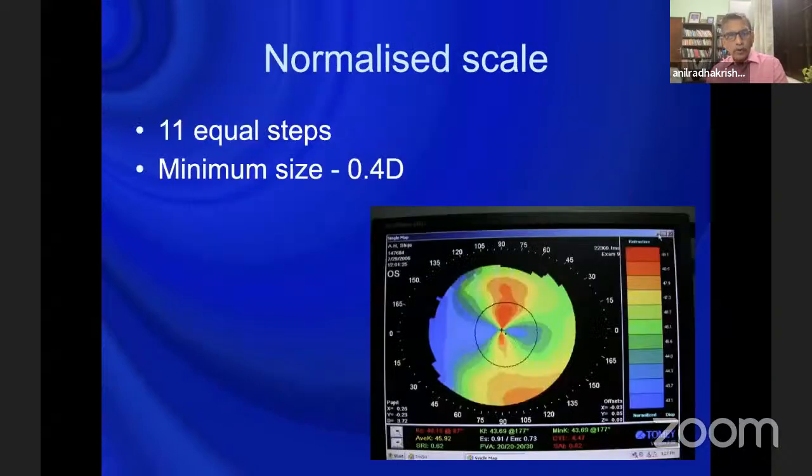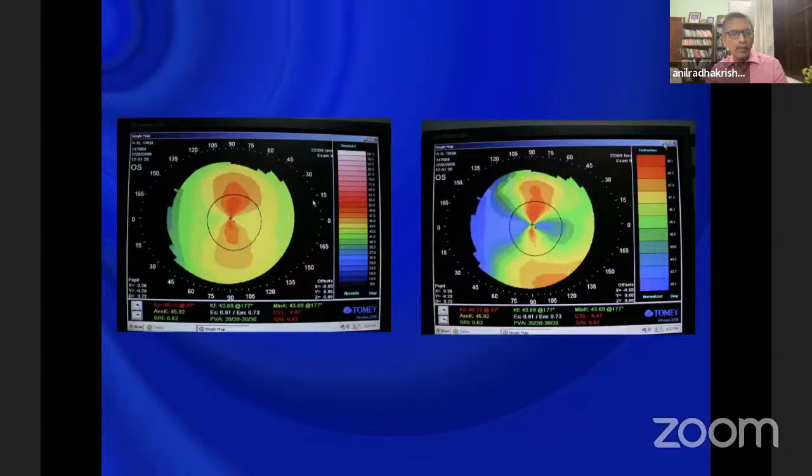So what you call normalized scale is that whatever power is there in the cornea, that is divided into 11 equal steps, and then whatever colors are there is given. So I'll show an illustrative example. This is a normal axial curvature map. If you have normalized this curvature map, you can see the blue colors, which suggests something like 37, 38 diopters. So whatever power is there in this particular cornea, from the steepest to the flattest, is shown.